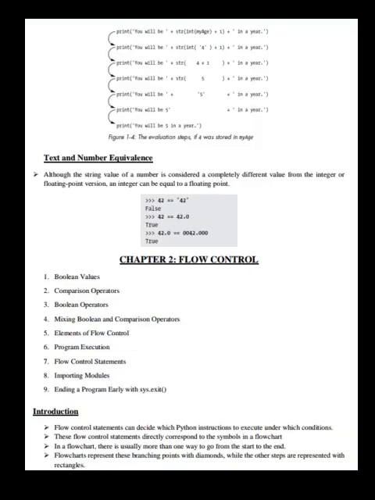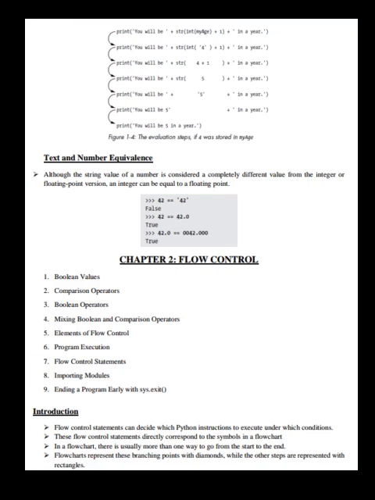See here. Text and number equivalence. Although the string value of a number is considered a completely different value from the integer or floating point version, an integer can be equal to a floating point. See here. Now let us see control flow: Boolean values, comparison operators, Boolean operators, mixing Boolean and comparison operators, elements of flow control, program execution, flow control statements, importing modules, and ending a program early with sys.exit.